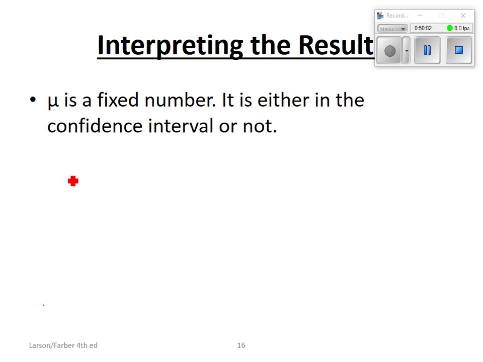Mu is a fixed number. There's some mu out there for every population that's right in the middle. All right? Can we ever find it? Probably not for most populations. But it is a fixed number. And we're just looking at that confidence interval, trying to say, hey, we know that mu's going to fall within this range.